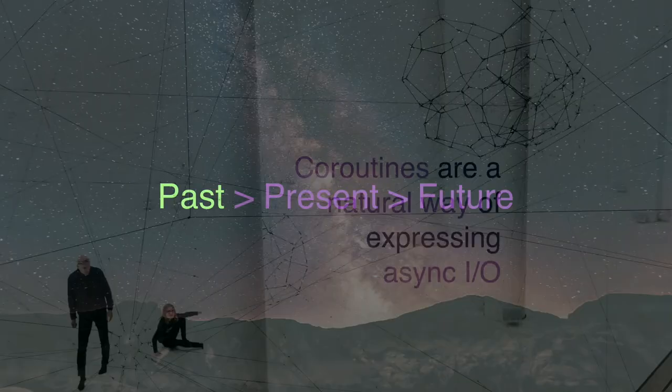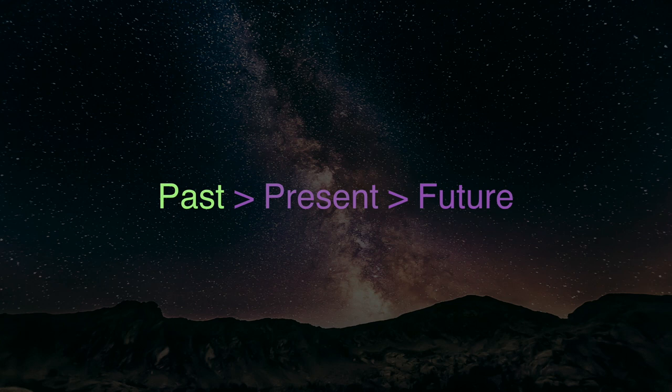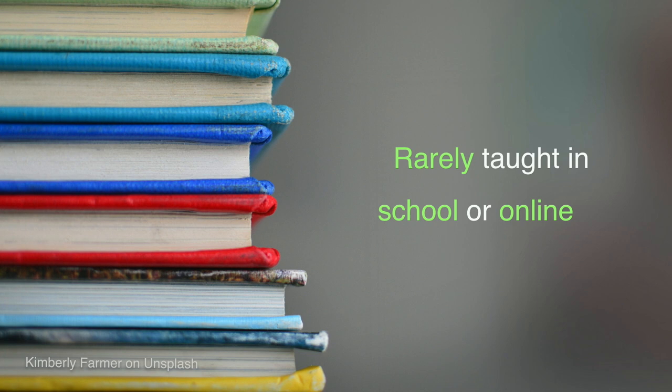So that takes us through the past. We got up to the present now. And let's take a look at where Kotlin has advanced things. So we've already seen that Kotlin got rid of that yield expression, that yield keyword, and moved it to suspend, where we decorate the function instead. There's a couple of other things going on in the present. One of the big ones, and I think this is really huge, especially as an Android developer considering coroutines, is that coroutines are rarely taught in school or online in introductory programming curriculum.